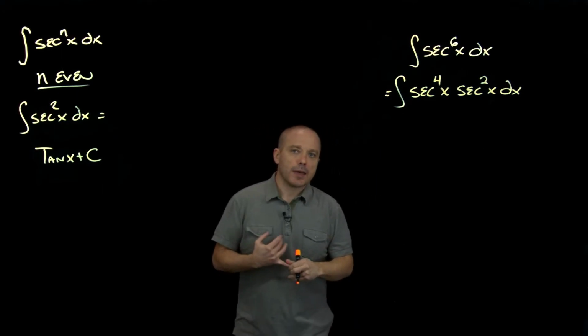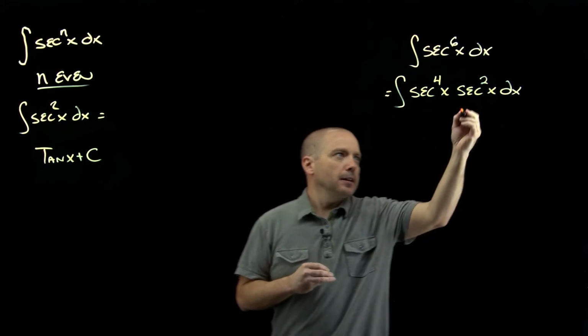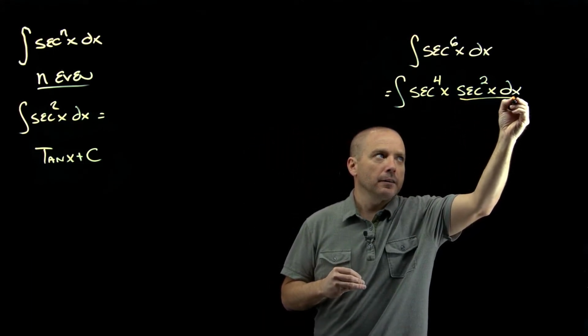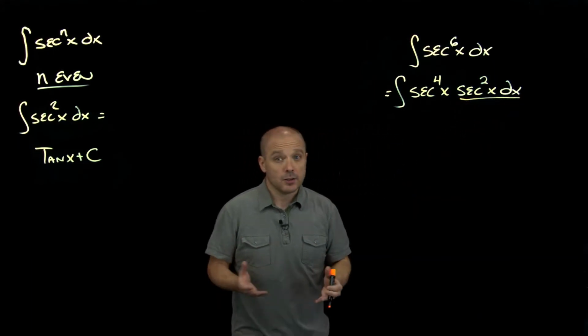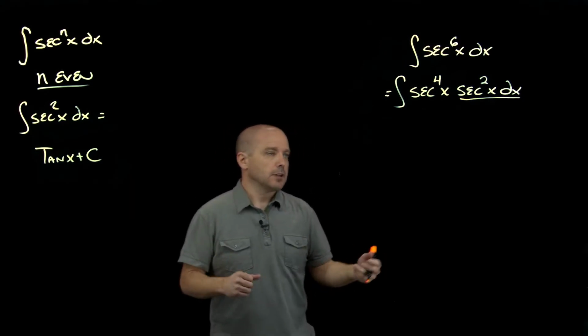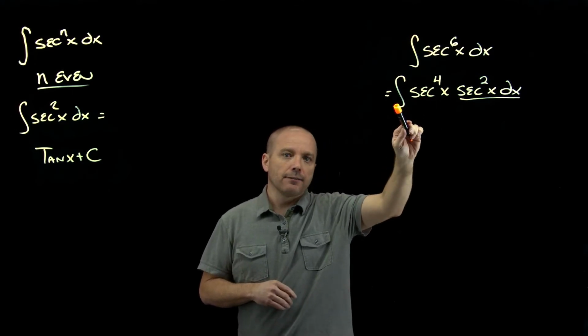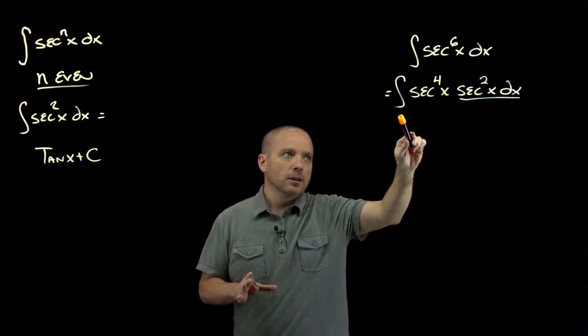And the reason we're going to do that is we're headed towards a U-substitution. The idea is that this part right here will end up being our du. So u would be tangent, right? The derivative of tangent, secant squared. So now the goal is to write this secant to the 4th in terms of tangent.